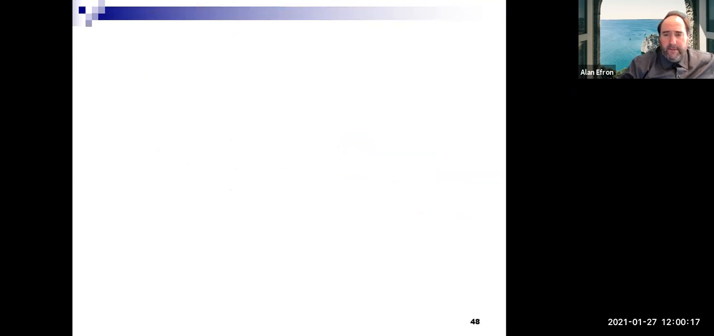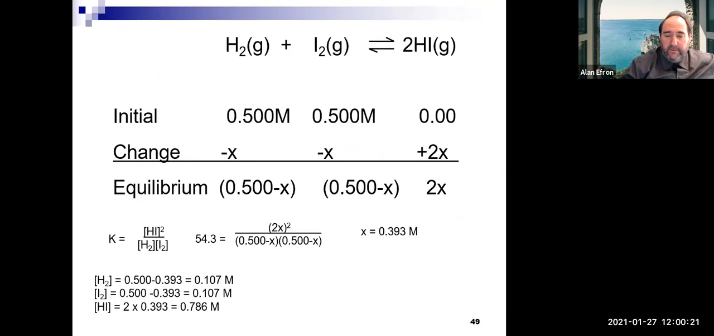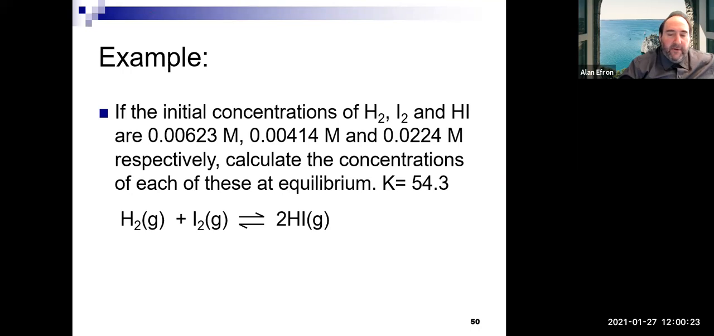Okay, so let's try another one here. We're going to use the same equation, basically, but in this case, we have the H2, I2, and HI given to us. 0.00623 for the H2, 0.00414 for the I2, and 0.0224 for the HI. See what you come up with on this one. I'll give you a good amount of time on this one. There's some good math going on in this one, so give it a go and see what you come up with.